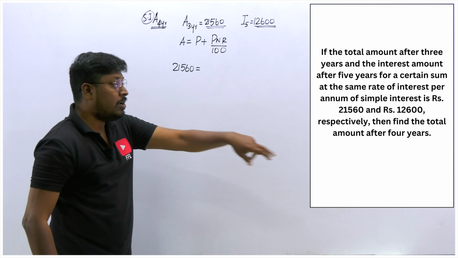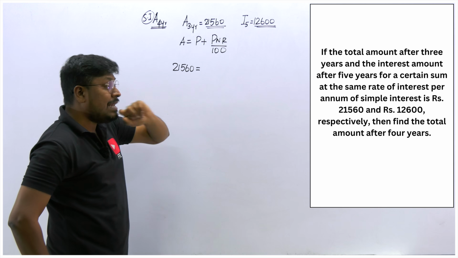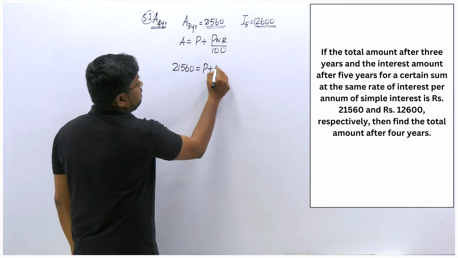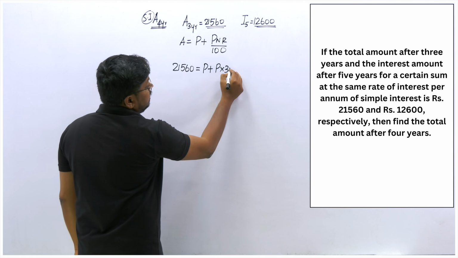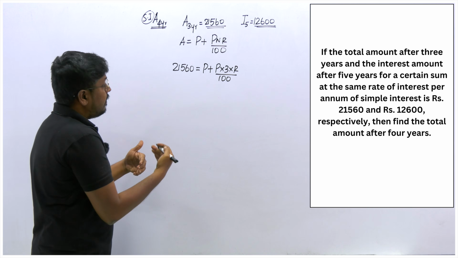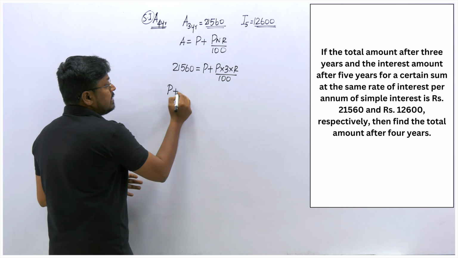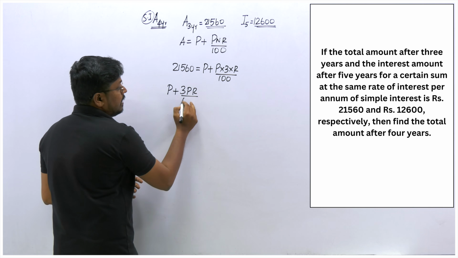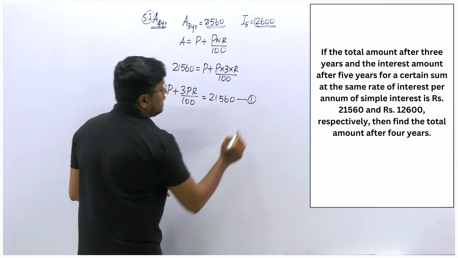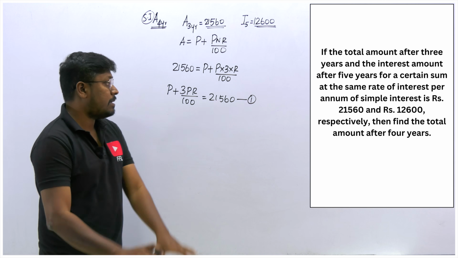Because the principal is what they have mentioned here, and the total amount after 3 years, N we can consider as 3. So P plus P into 3 into R divided by 100. Now we can either simplify it further, or assume this directly as equation 1. So P plus 3PR divided by 100 is equal to 21,560. So let's take this as equation number 1. If required, we can simplify this, or else keep equation number 1 as it is.